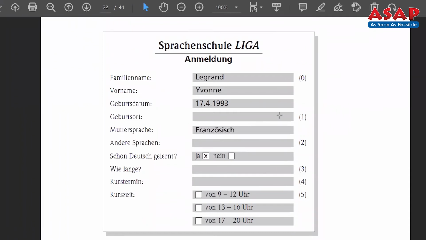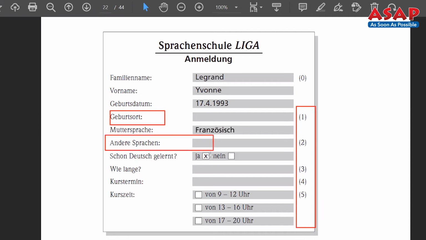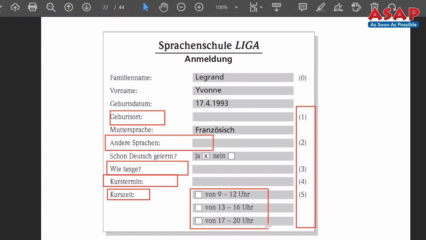Now ignore the other information. You need to focus on this first, second, third, fourth and fifth. Okay, fill that form information. Geburtsort, for example, birthplace, then andere Sprachen, what other languages she speaks, and then the third one is "wie lange," how long, what it is exactly. She is learning German already, and since how long. Kurstermin, what course schedule she is looking for, and Kurszeit, what timing she is looking for. Okay, you have to select the correct option.